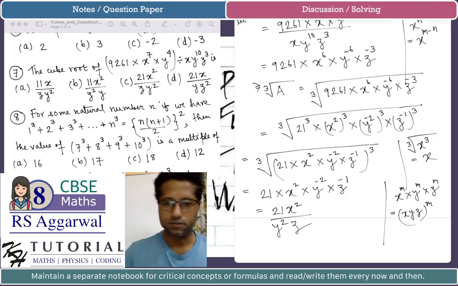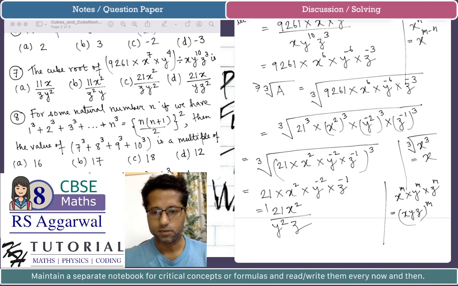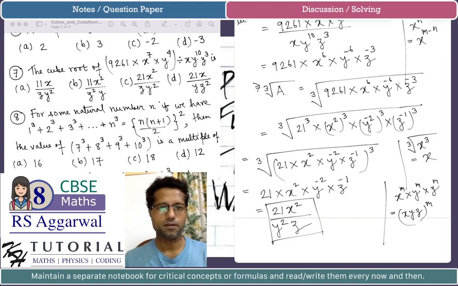Okay, so this should be the answer. This should be the cube root of the given expression, 21x square by y square z. So the correct choice is C. C is the correct choice.